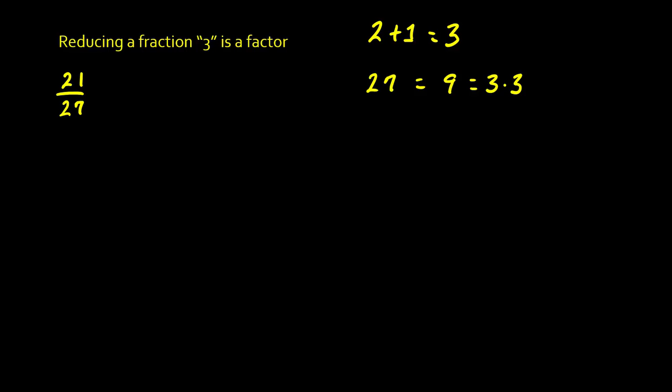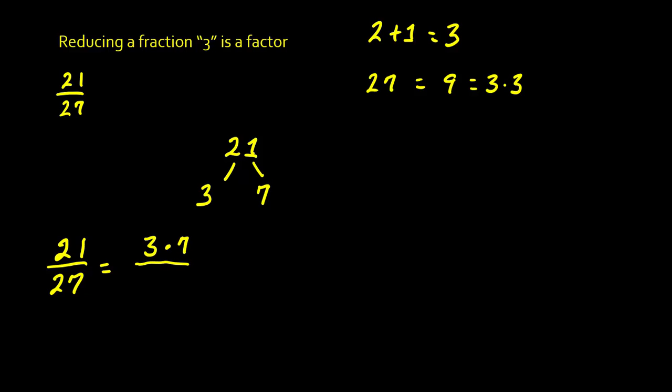I'll do the factor tree now for 21. We know that 3 is a factor. 21 divided by 3 is 7. 7 cannot be factored any further. It's a prime number. So I'll go ahead and write the factors like this. 3 times 7.